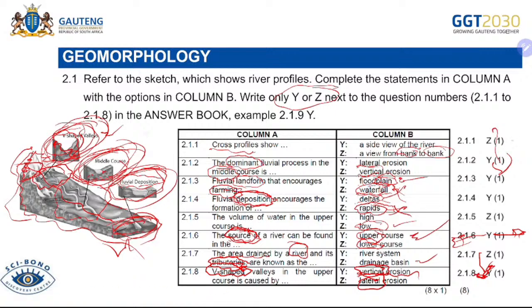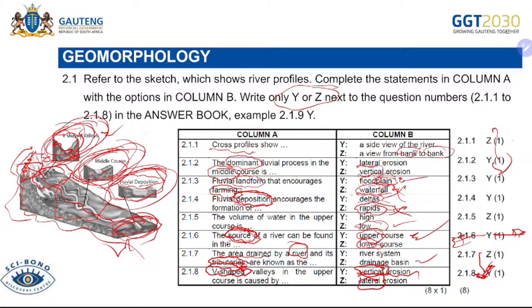And then 2.1.2, the dominant fluvial process in the middle course is lateral erosion. So in the middle course, we have lateral erosion. I've just also explained here. And then fluvial landform that encourages farming. So we need a surface that is flat. A flat plain would be the correct one. And then fluvial deposition encourages the formation of the correct answer for this one, it's Y.